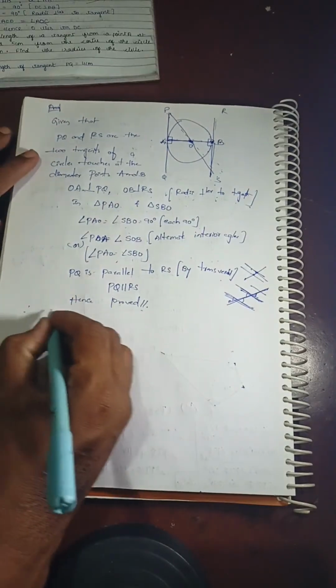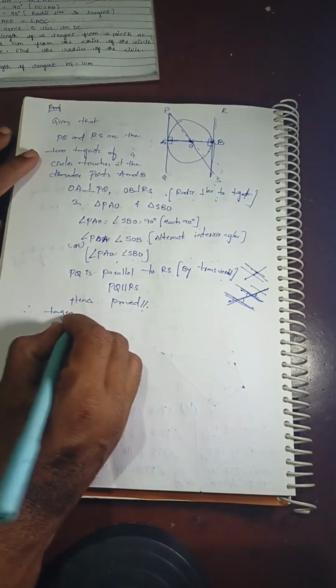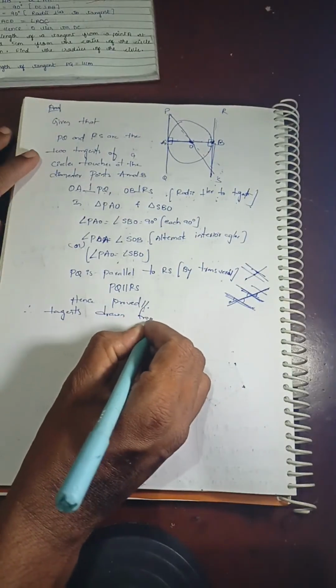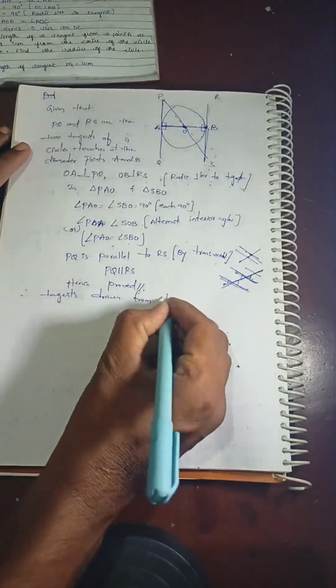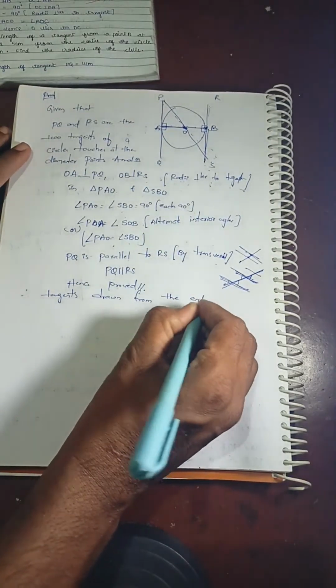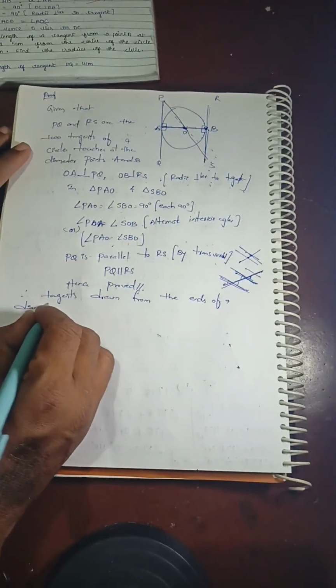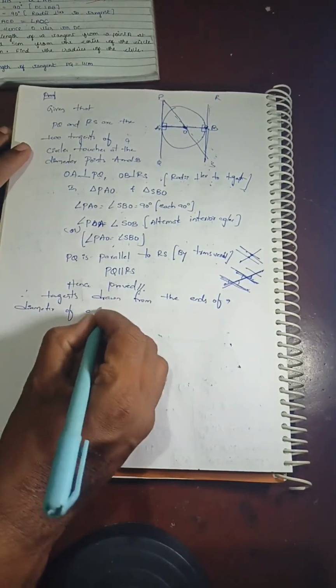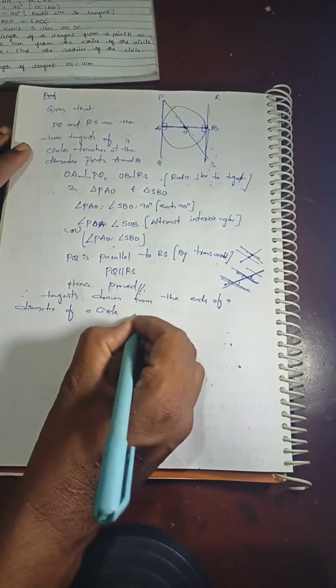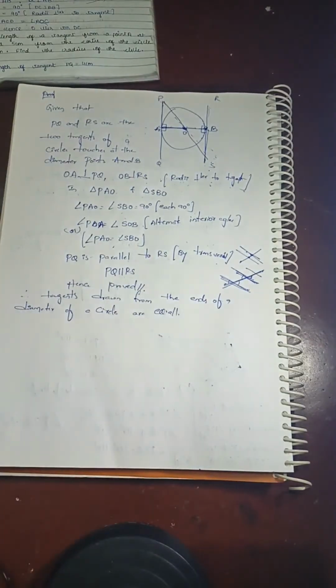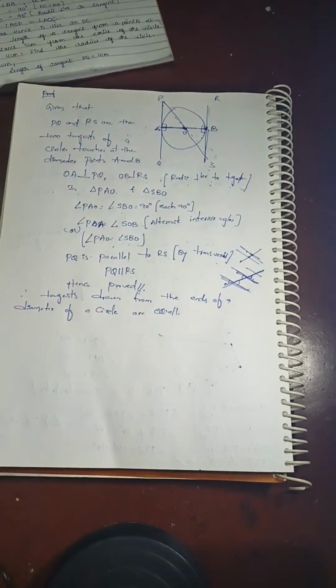Therefore what will we write? Tangents drawn from the ends of a diameter of a circle are parallel. Now see what is the next point.